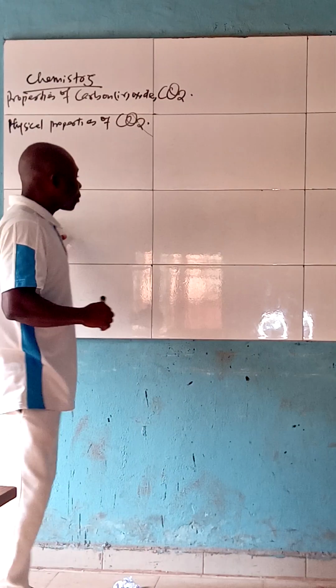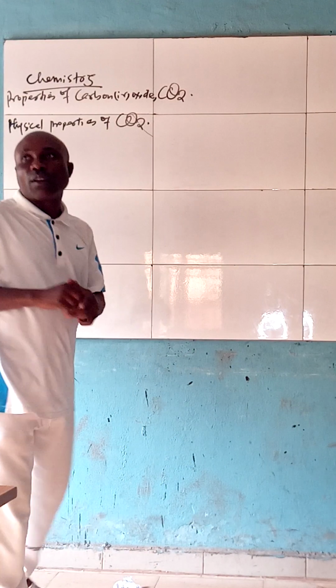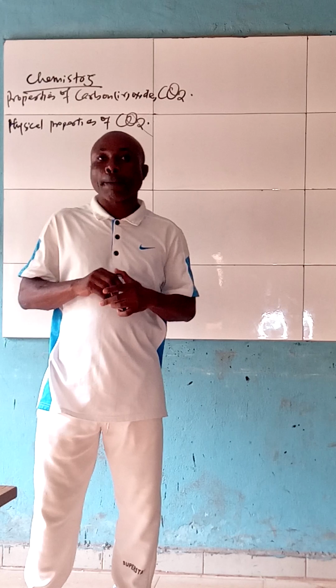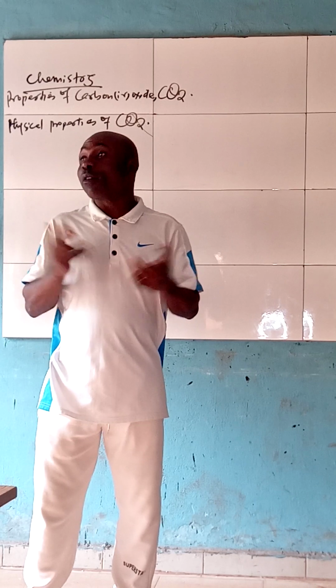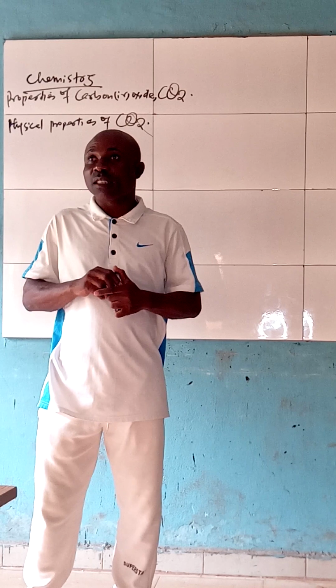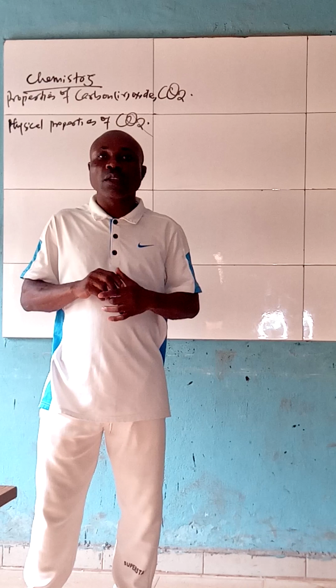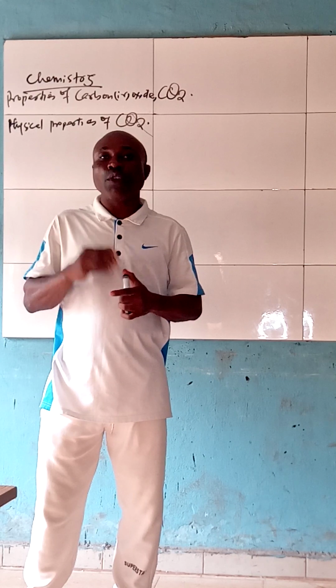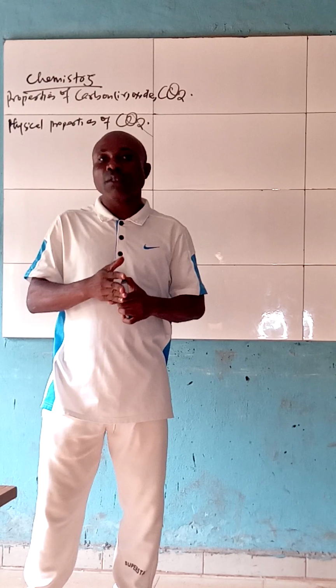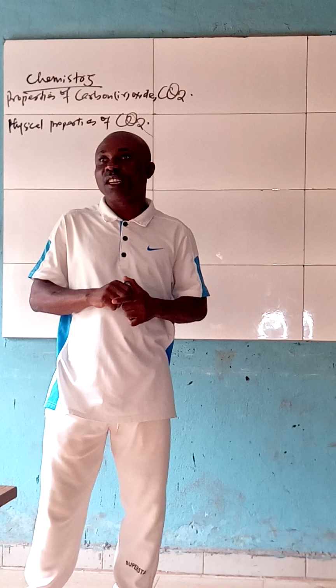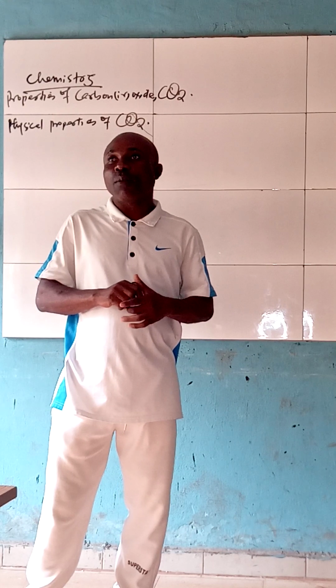Then number four, let's talk about its action on litmus. Carbon oxide being an acidic gas, of course, turns dry or moist blue litmus red, indicating that it's an acidic gas.